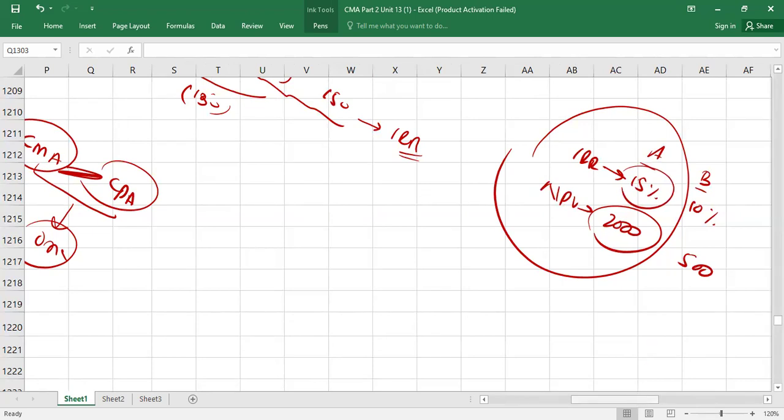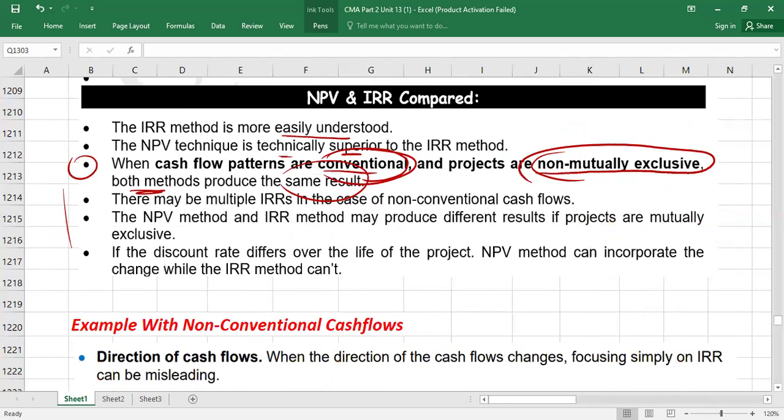Please, this point is important. Don't take these words lightly. Remember: if cash flows are conventional and projects are non-mutually exclusive, both methods will give you the same result. So the question is, what happens when both methods give a different result? Now I'm telling you this point.